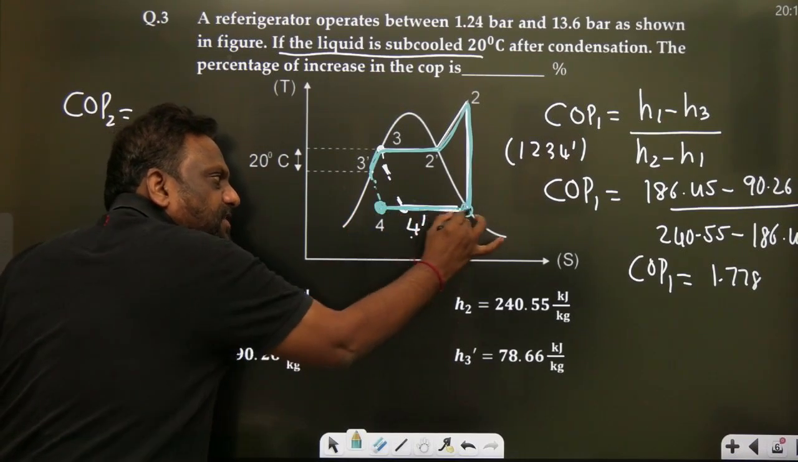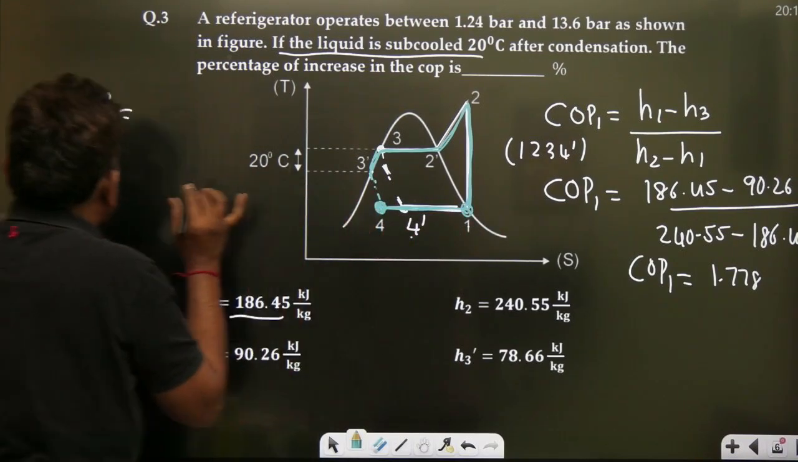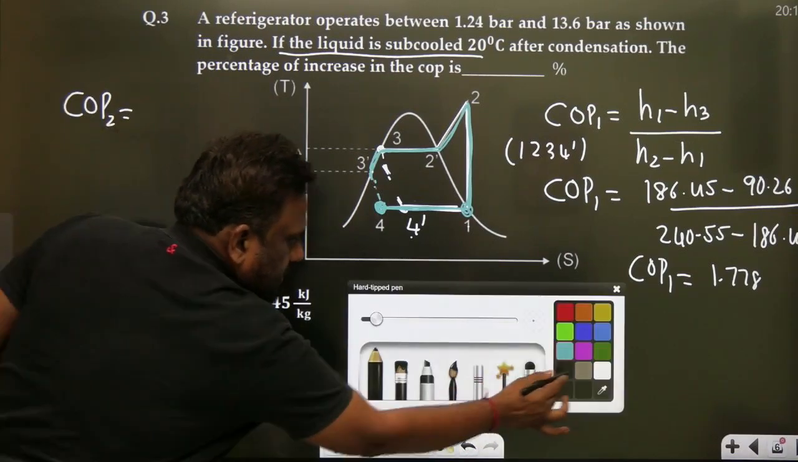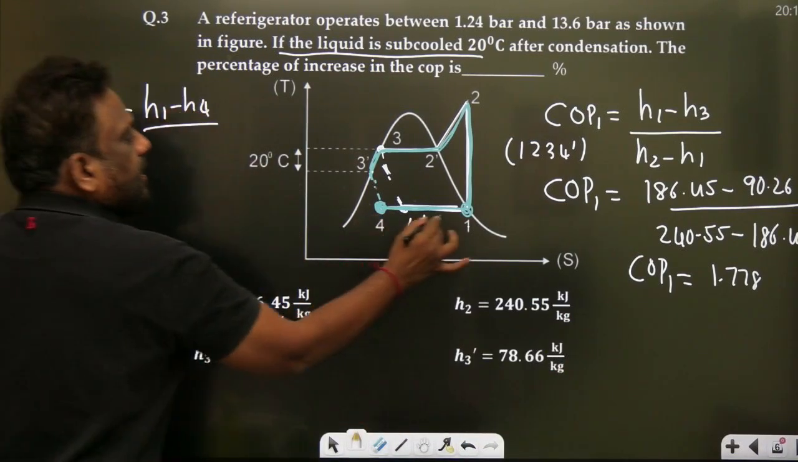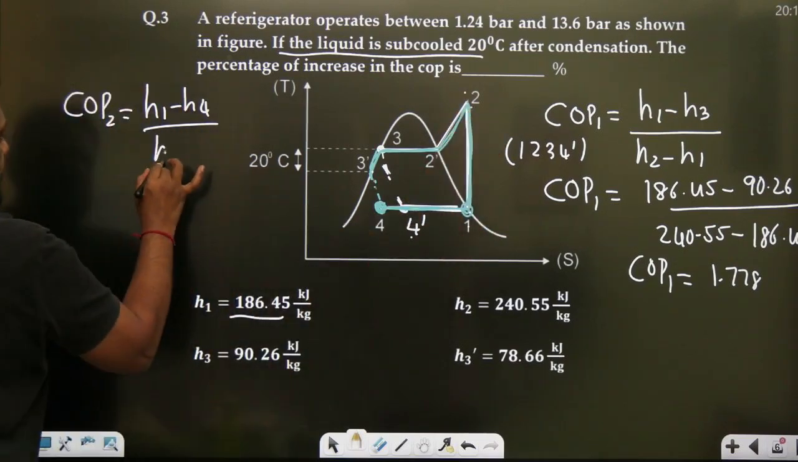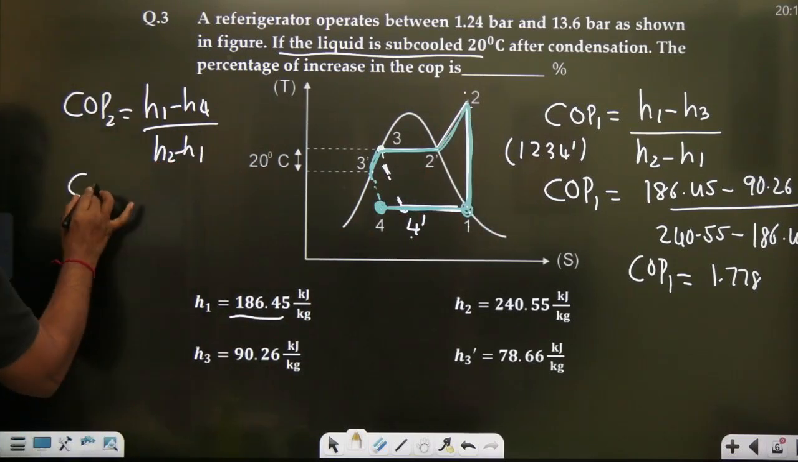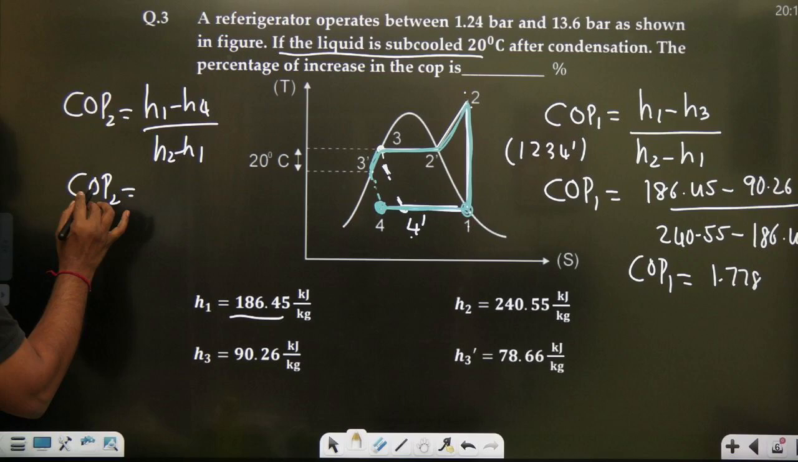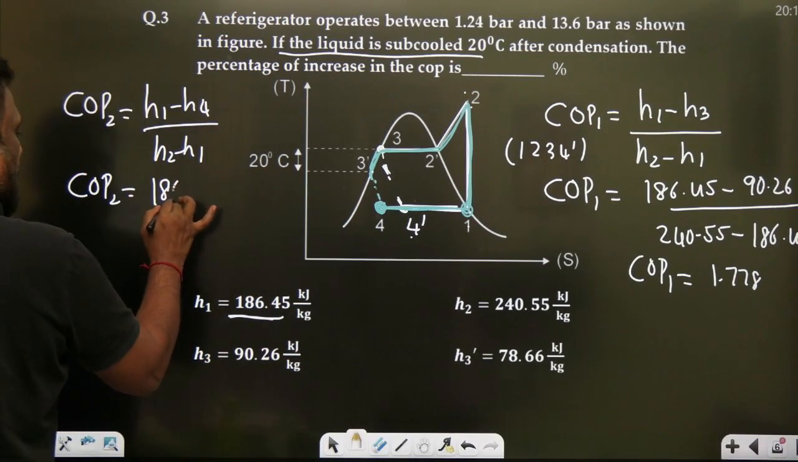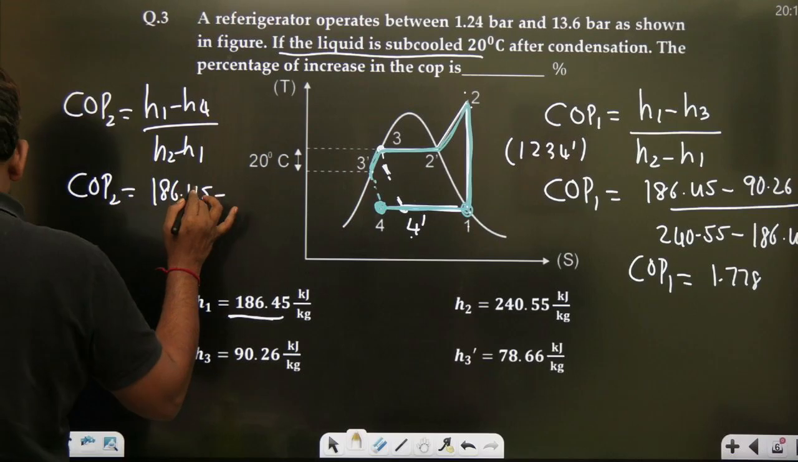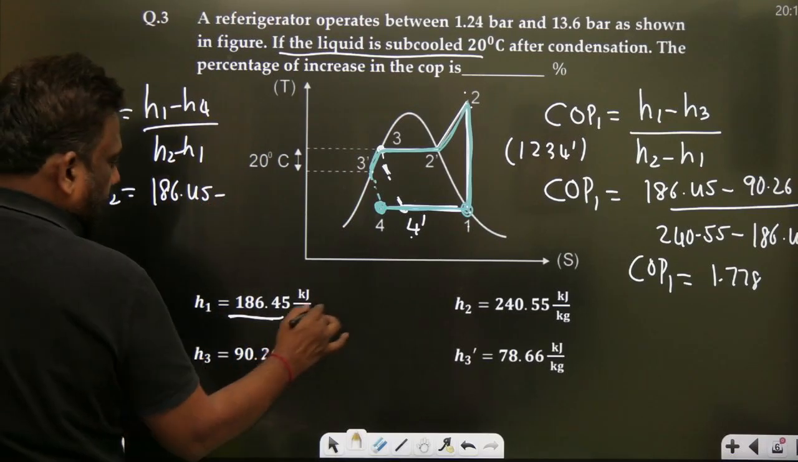So what is the new refrigeration effect? It is H1 minus H4, right? So it is H1 minus H4 by work input, which is H2 minus H1, which is the same. So let's calculate the COP in the subcooled cycle. H1 is already known. Where is H1? 186.45 minus H4. What is H4, sir?